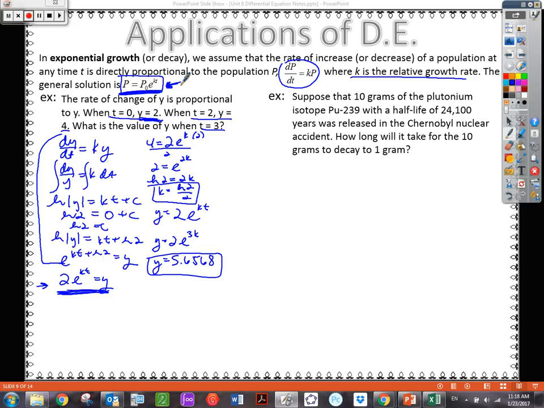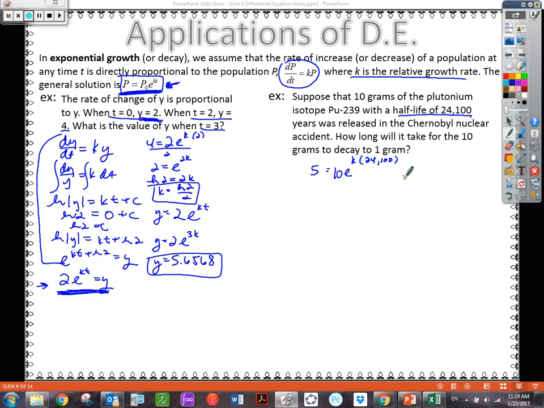My initial condition is 10, and we're told the half-life is 24,100, so that means it takes that long for it to halve, so half of 10 is 5. 5 equals 10 e to the K times 24,100.